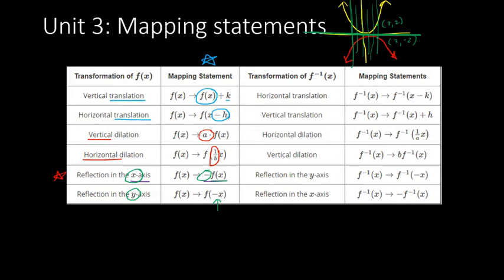These are just more mapping statements: horizontal translation, vertical translation, horizontal and vertical dilation, and again the reflection in y and x. They are explaining the transformations that are happening in the inverse. This is a really handy table. You can take a screenshot of it here, but you can also find it in lesson 30 in the review for unit 3.